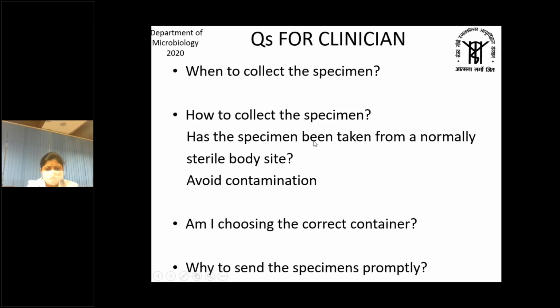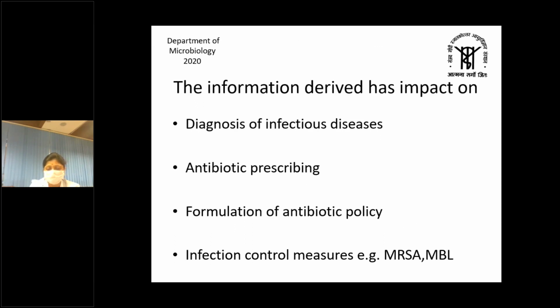How to collect the specimen? Has the specimen been taken from a normally sterile body site, for example, cerebrospinal fluid or blood culture? Am I choosing the correct container? Because we have specific types of containers for various samples. Example, blood culture bottles, sterile wide mouth bottles for urine and sputum, etc. And why do I have to send the specimens to the laboratory without any delay?